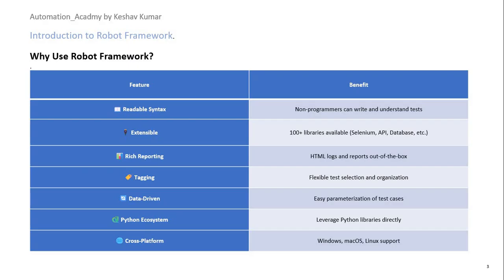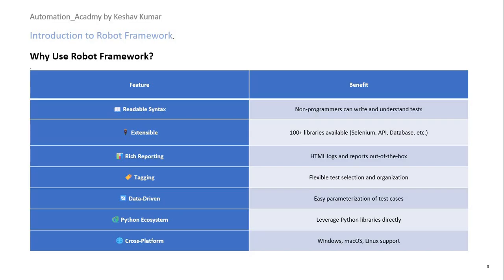Okay, and another one is tagging. Tagging is used to segregate the test cases, and it gives flexible test selection and organization. Suppose you have 1000 test cases, and among them 100 are related to smoke testing and 100 to regression testing. Then you can easily segregate them with a tag. If you want to run a set of test cases, with the help of tags you can segregate and run them.